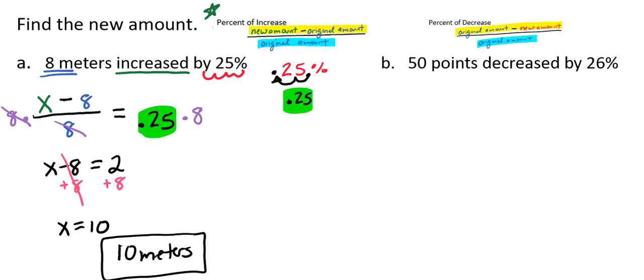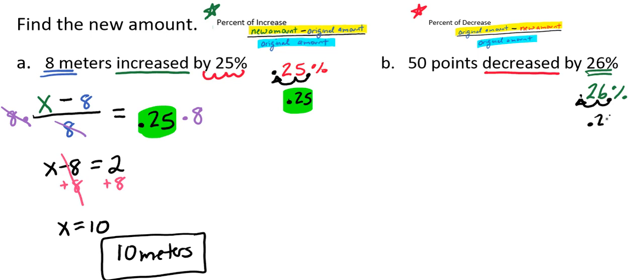Here, we're being told that 50 points is decreased by 26%. So we'll be using our percent of decrease this time, but we're going to set it up very similar. So here our formula says the original amount minus the new amount divided by the original amount, and that equals our percent of decrease. So here we have our percent of decrease, but again, it's been written as a percent. So we're going to take our 26% and we're going to take that decimal and move it 2 times to our left so that we can turn it into a decimal.